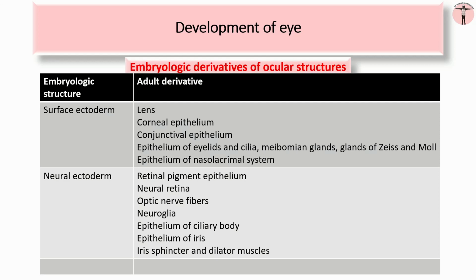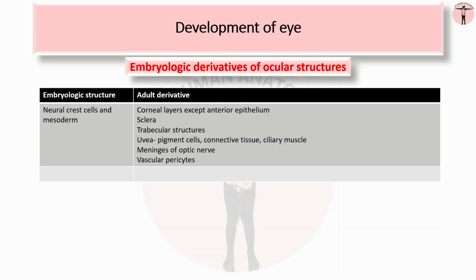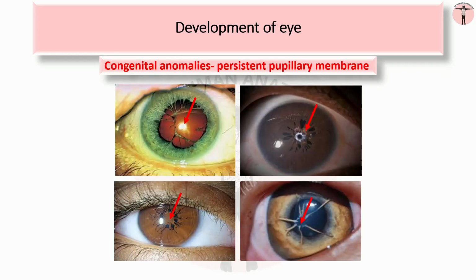The tables show the embryologic derivation of ocular structures. You can pause the video and go through the derivatives. Coming to the congenital anomalies or abnormal development of the eye, starting with persistent pupillary membrane.